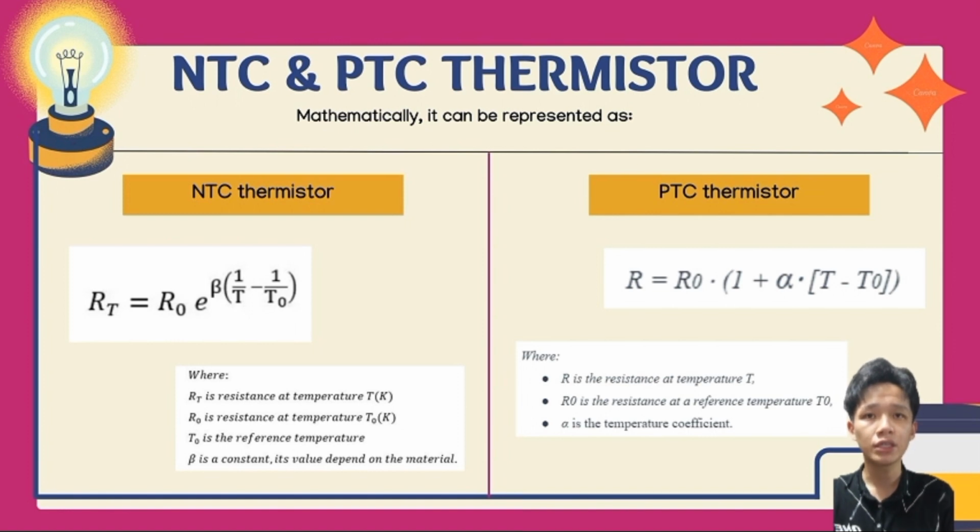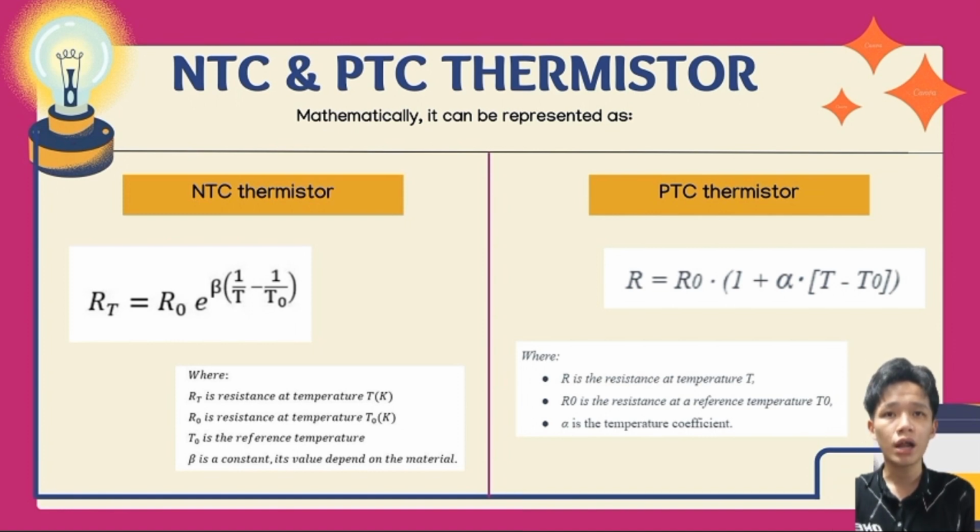So the NTC thermistor formula is R equals R0 e to the power of beta times 1 over T minus 1 over T0. Where R is the resistance at temperature T, R0 is the resistance at temperature T0, T0 is the reference temperature, and beta is a constant whose value depends on the material.